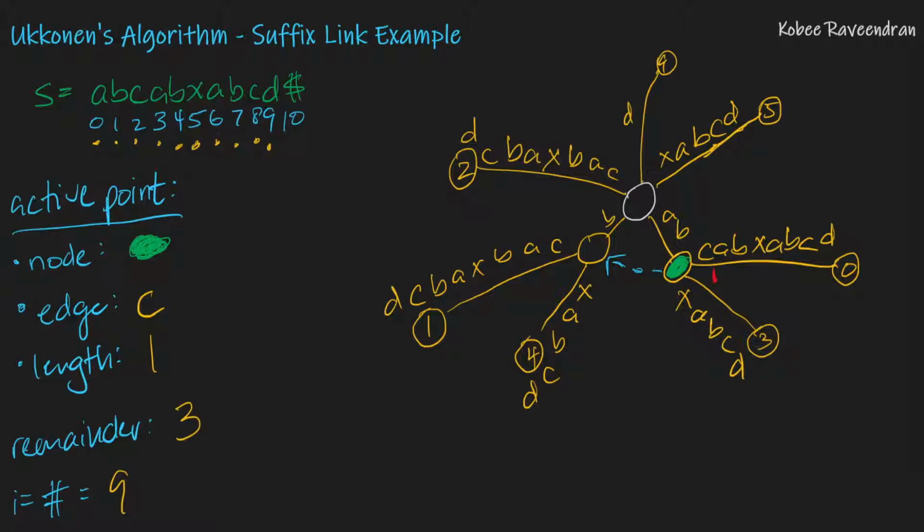So now we have a lot more work to do. We have to basically fix all these suffixes from before that we haven't touched. So that means we have to fix ABCD, BCD, and CD. So let's go ahead and do that. So from our active point, which is right here in red, right after this green node, we note that the D does not match the next character on this edge, which is an A, so we make a branch.